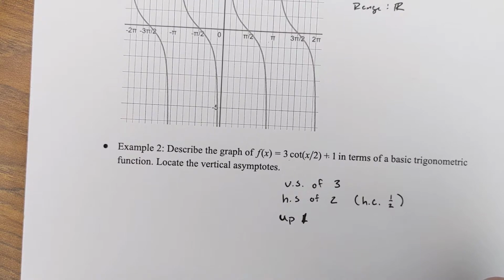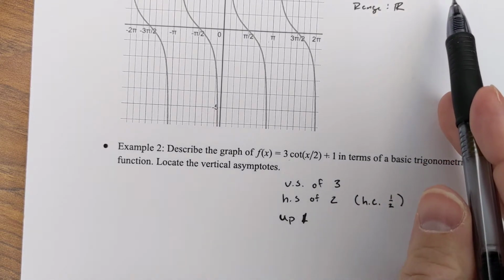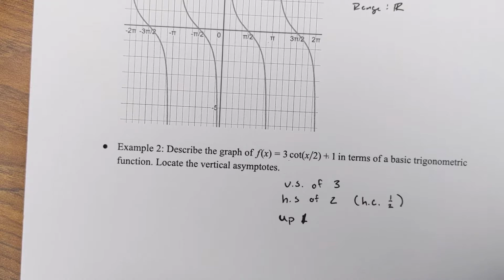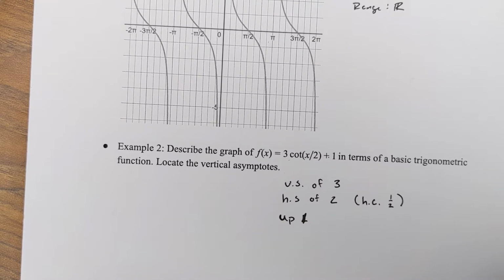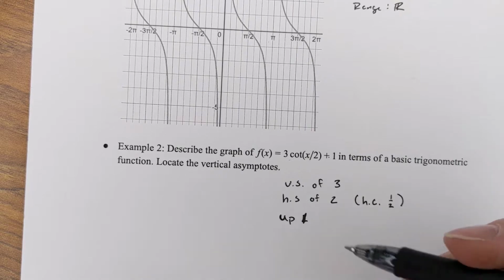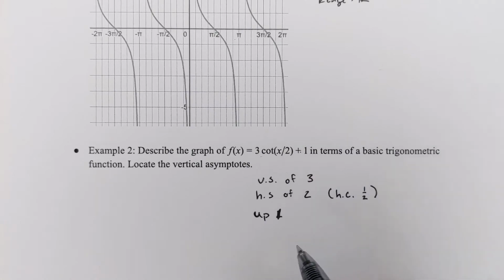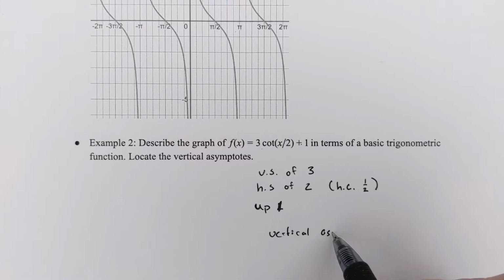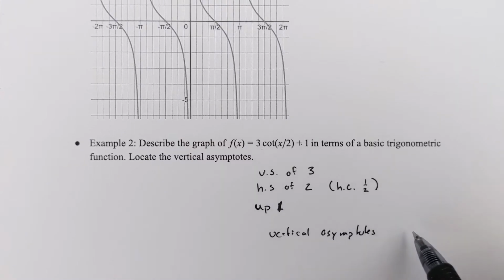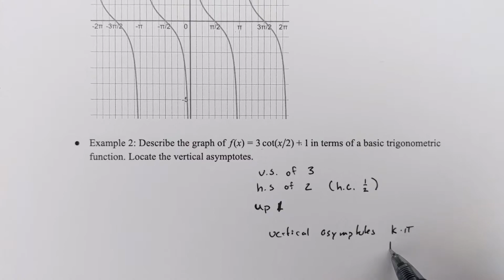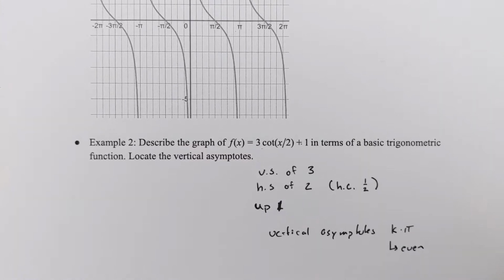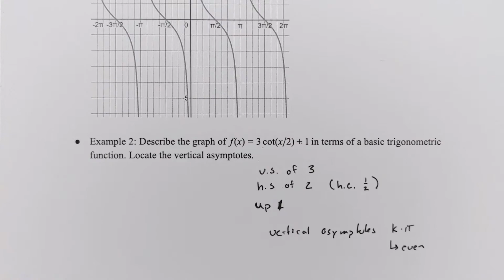Vertical asymptotes. Because of this stretch of 2, instead of every integer, we're going to have to double every value. So the asymptotes are just the even multiples of pi. We have to double this, and anytime you double any integer, you always get an even value. So the vertical asymptotes occur at k times pi, where k is even. Positive or negative doesn't actually matter.